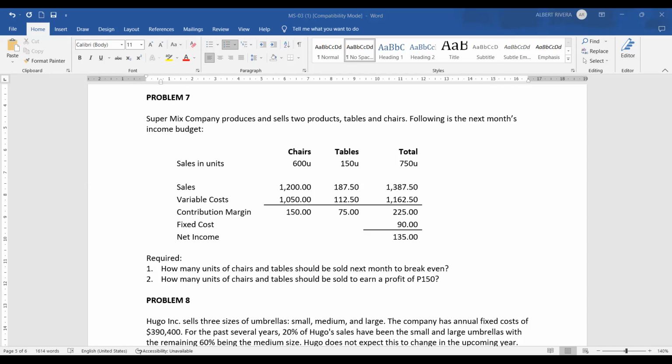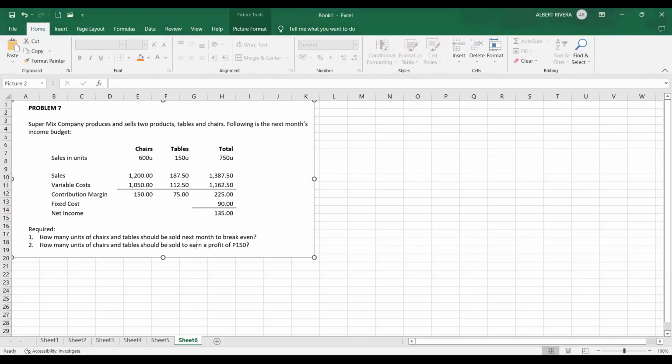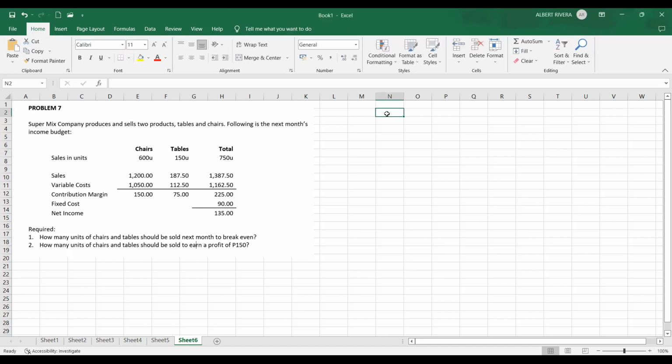Okay, let's copy in Excel. Okay. So the formula says, if you want to get the break even, you must identify first the so-called weighted average CM. And the weighted average CM can be computed by using the sales mix times the CM per unit. Here, there are two products. You have your chairs and tables.